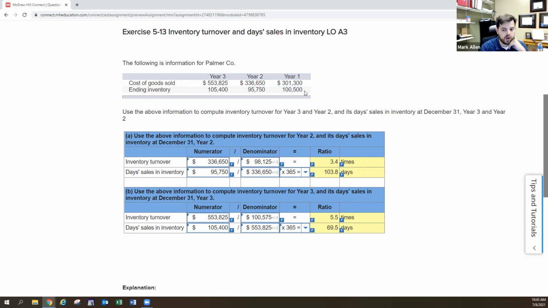So ending inventory from year 1, remember, and this is back to that idea that we talked about earlier in the class, is the exact same thing as beginning inventory year 2. And so if we think about how we calculate average inventory, well, average inventory is beginning plus ending.